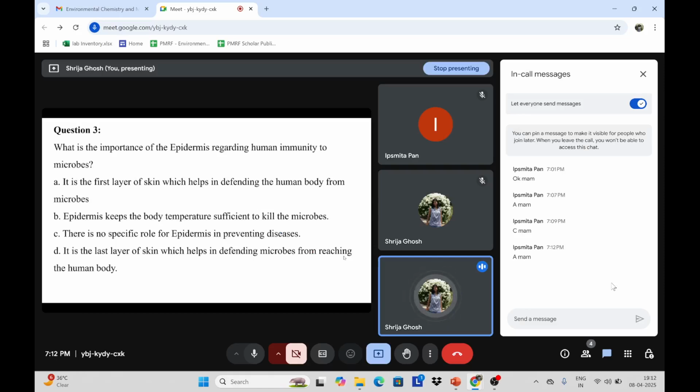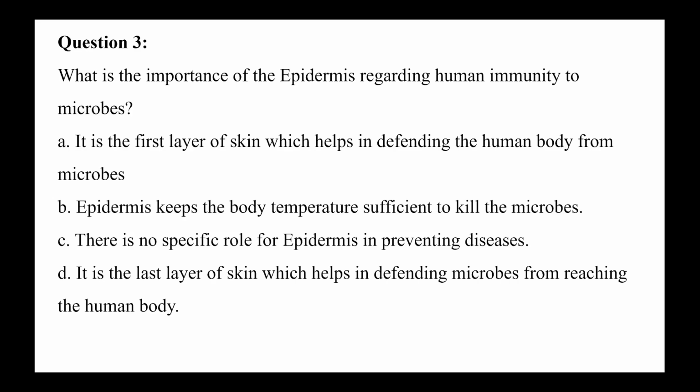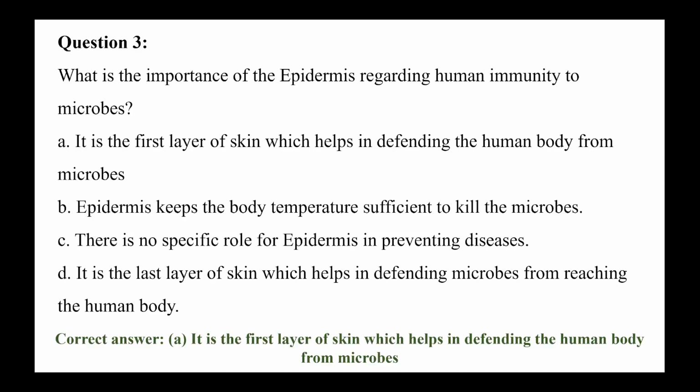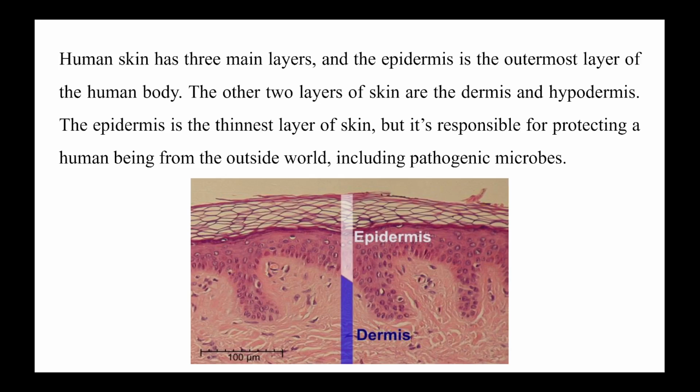You have answered option A. That is, it is the first layer of the skin which helps in defending the human body from microbes. That is the correct answer. So, human skin is made of three main layers. We have the epidermis at the outermost layer. Then we have the dermis and hypodermis. Okay, so there are three layers: epidermis, dermis, and hypodermis.